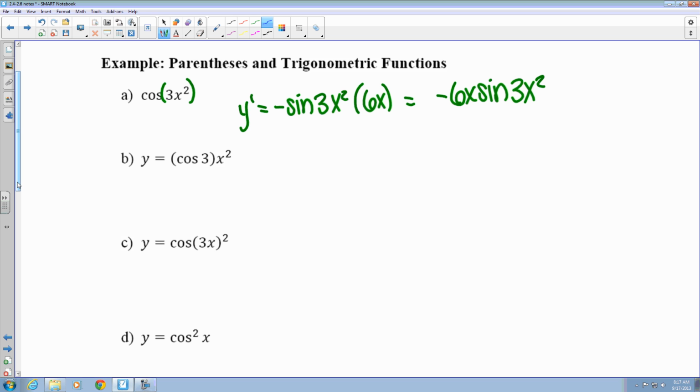Okay, part B, cosine of 3, if you type it into your calculator, is actually just a number. So this is just saying cosine of 3, which is our constant, times x squared. So this isn't the chain rule at all. You just need to make sure that you're careful not to take the derivative of cosine 3 because it's just a number. And then times the derivative of x squared, which is 2x.